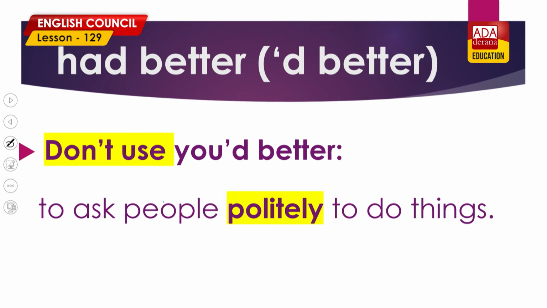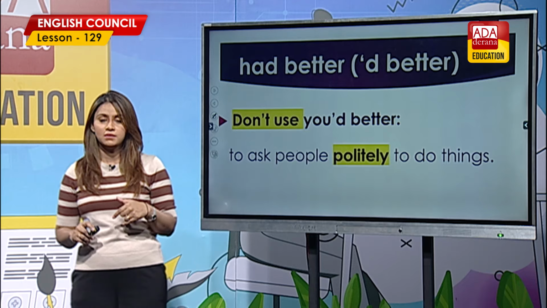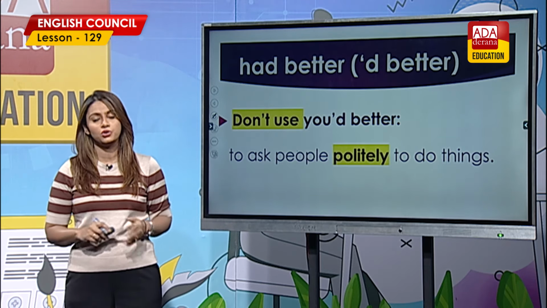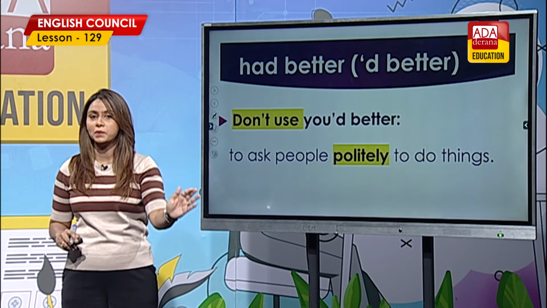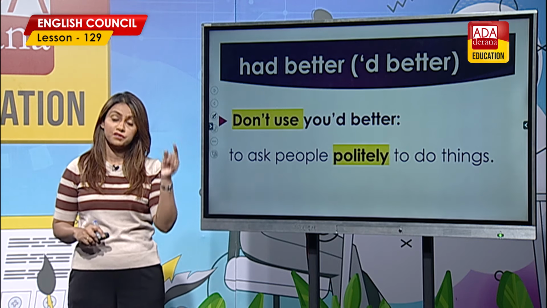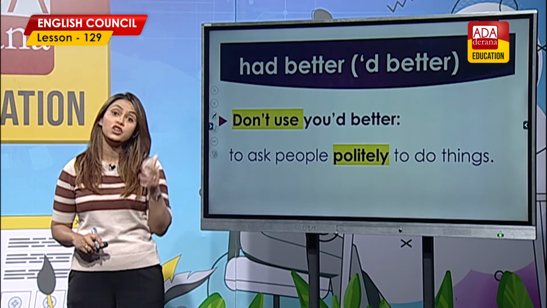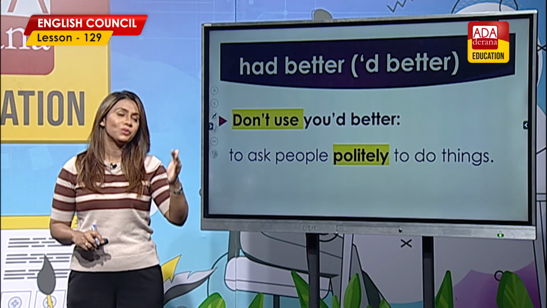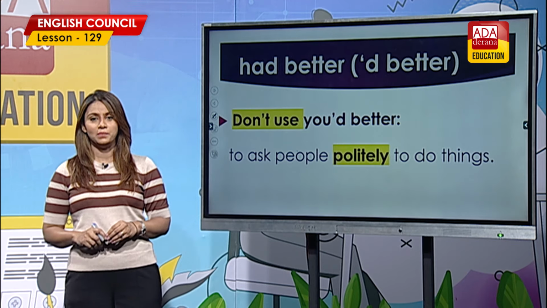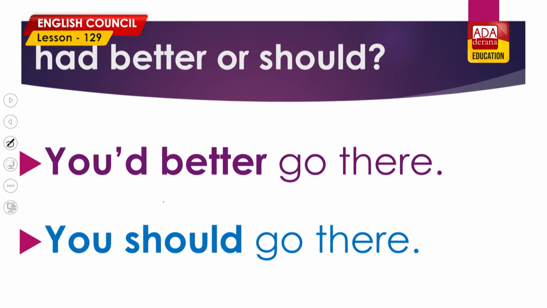So, we don't use you'd better, he'd better, she'd better when we want to politely ask someone to do something, because you'd better is not polite. Even though it is in the present and you tell someone, okay, this is the best thing for you to do now, this is not a polite way of asking someone to do something. So that's when you need your should modal verb. So this is the difference between you'd better and you should.